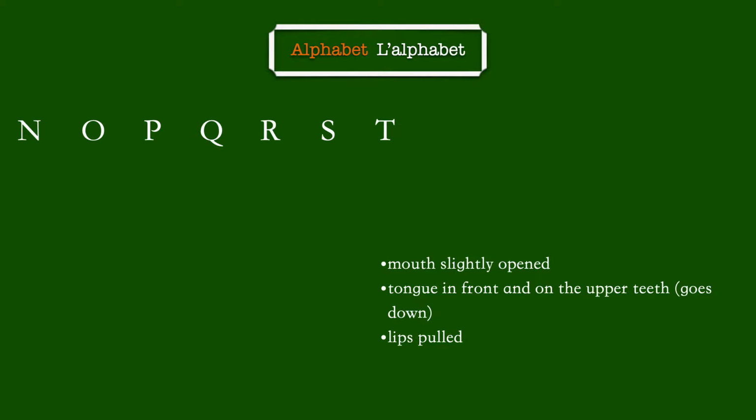There are some important aspects to know about the letter T. First, to pronounce it well, your mouth has to be slightly open, and your tongue is on the upper teeth and goes down during the pronunciation. Also, for a better pronunciation, you need to pull your lips to the side.